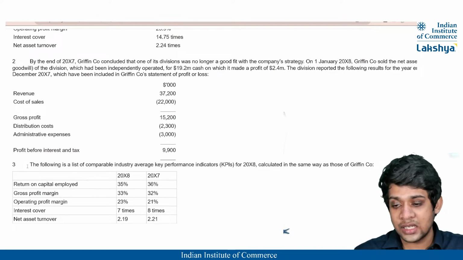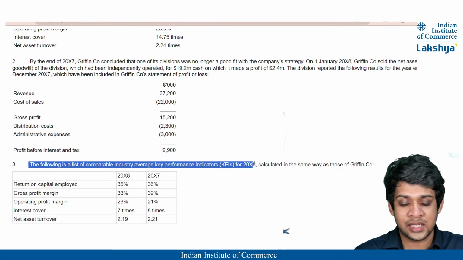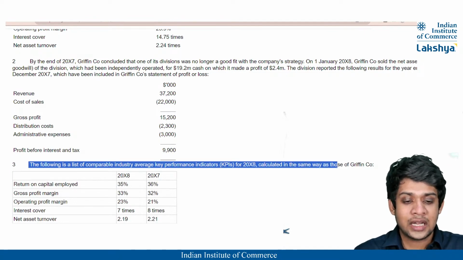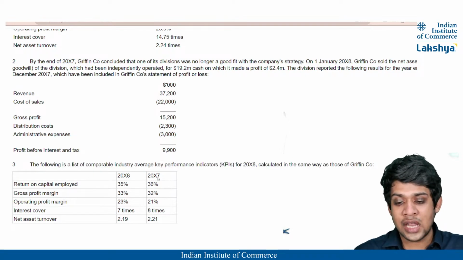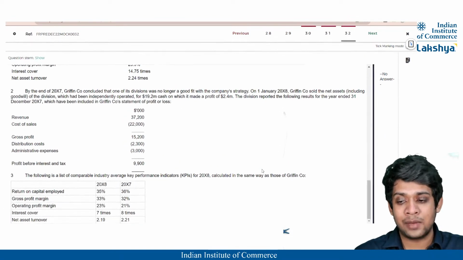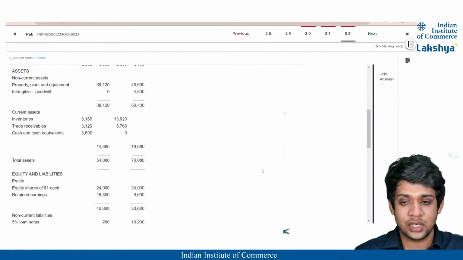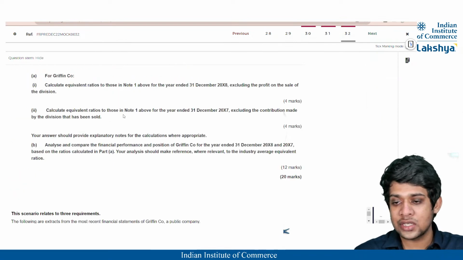So in the third adjustment, they've given us the following list of comparable industry average key performance indicators for 2008, calculated in the same way as those of Griffin Company. So these are industry averages provided to us for 2007 and for 2008, right? So now let us look at the requirement. I think we've gone through the whole question here, right? I hope the question is clear to us. Let us look at the question stem.